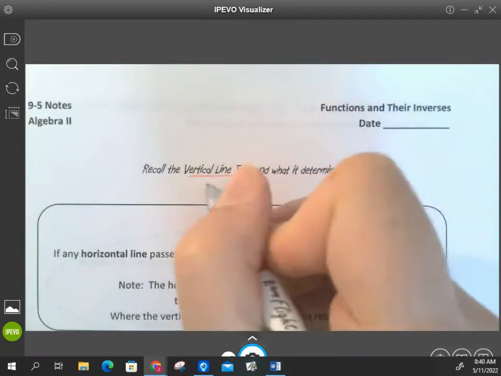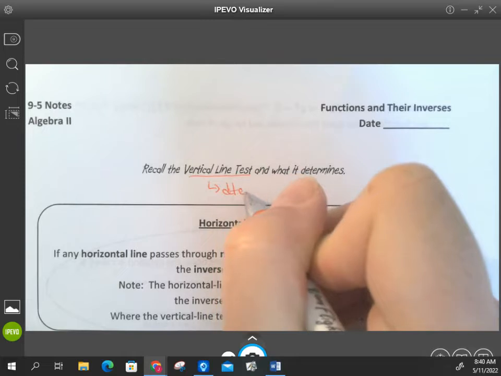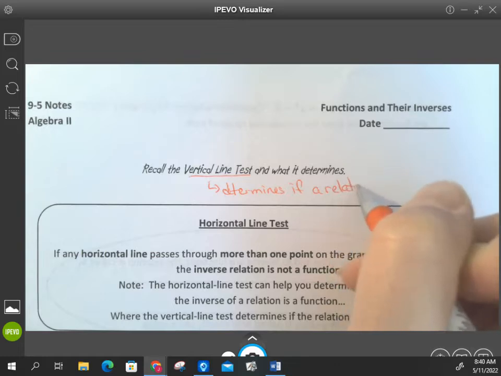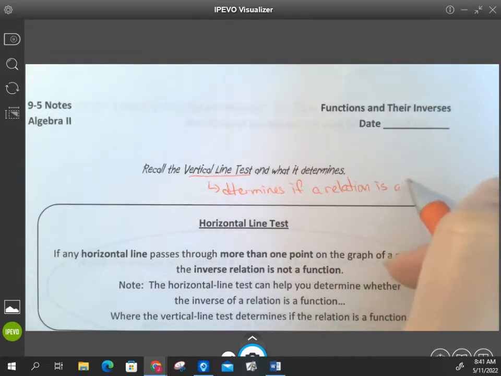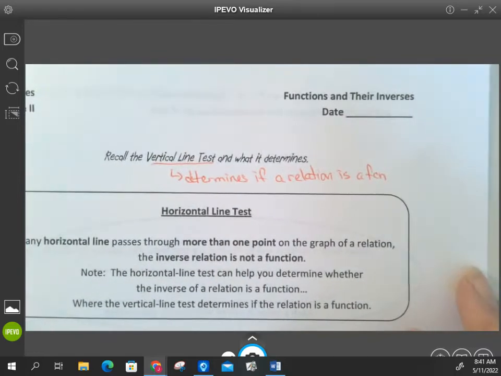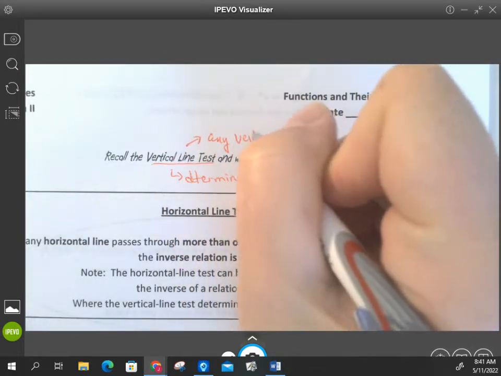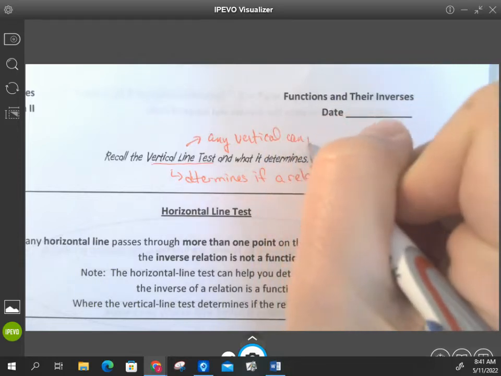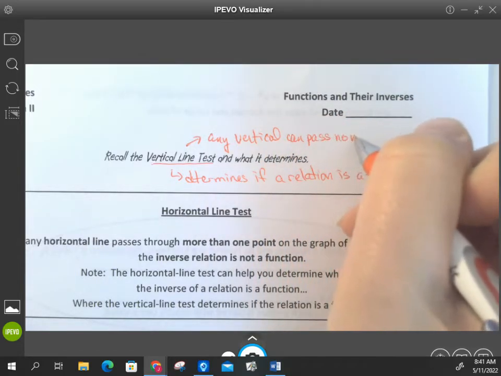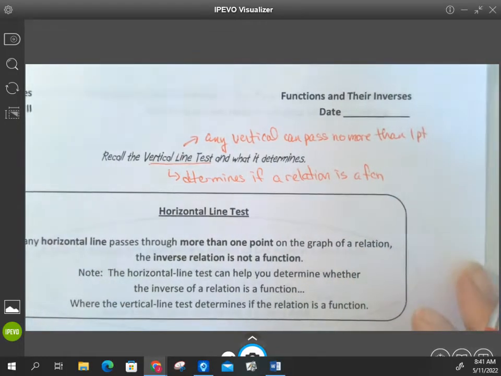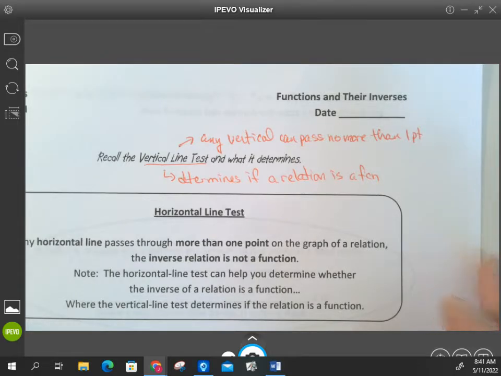So the vertical line test determines if a relation is a function. And I'm abbreviating function. Now, the rule was the vertical line test could pass no more than 1 point. So any vertical line can pass no more than 1 point on the graph. If it passes no more than 1 point on the graph, then we know we have a function, okay?